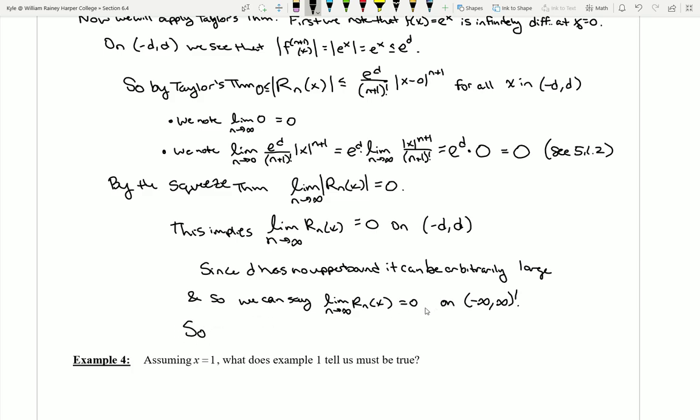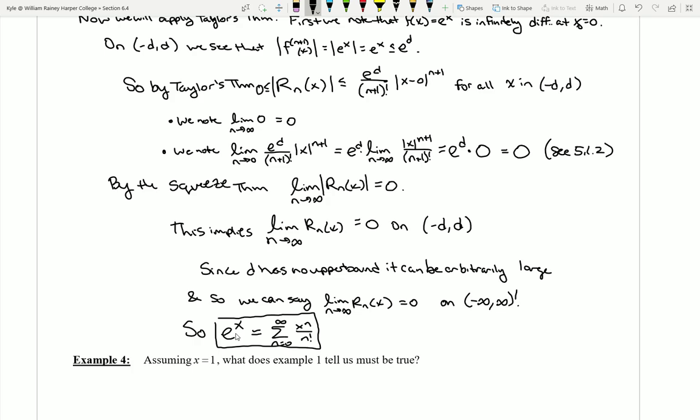But if the remainder is equal to 0 all the time, then that means that e to the x must be identical to its Maclaurin series. Notice the statement here is not that these things are roughly the same, but that they are a perfect 100% match. This should be mind-blowing.